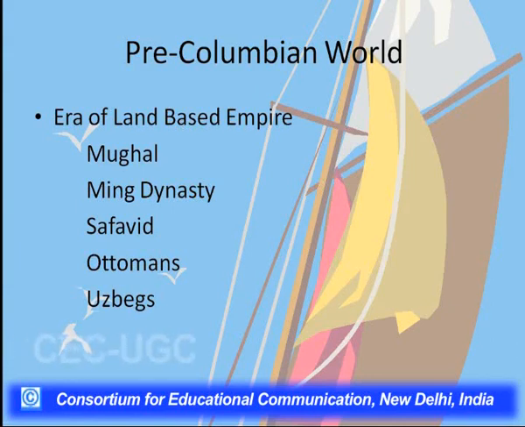Mughal Empire, Ming Dynasty in China, Safavid in Iran, Ottomans in Turkey, Uzbeks in Central Asia. These are massive, big land-based empires. Their resource base was agrarian resources. They were also exploiting flora and fauna, but that was minor. Horses from Central Asia, horses from the Arabian Peninsula were being imported and used in the Indian Peninsula. All these interconnections were there. A kind of connectivity between Europe and Asia was there. But most of the time it was land-based empires which were dominating.